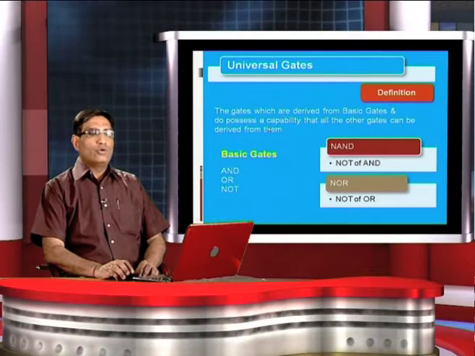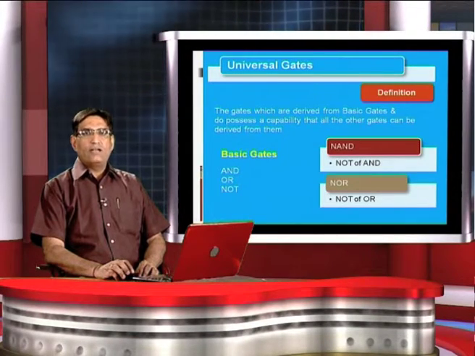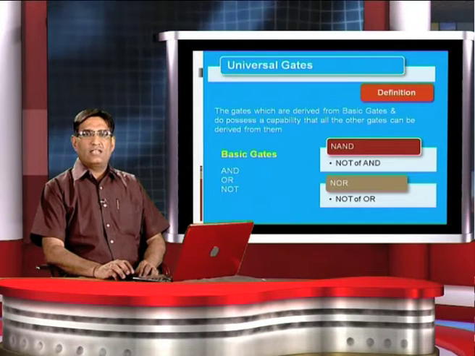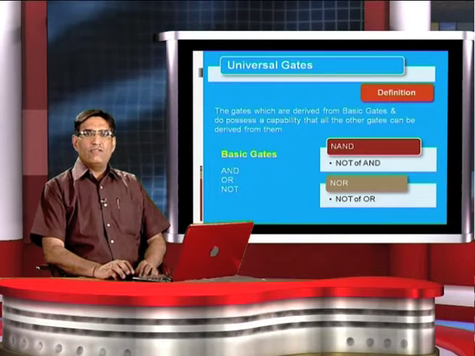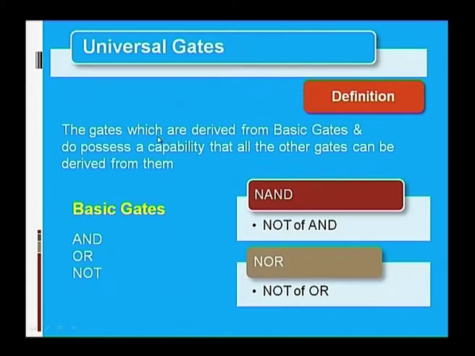Let us move to universal gates. Now let us define what universal gates are. The definition of universal gates is the gates which are derived from basic gates, that means they are derived from AND or AND NOT, and they possess the capability that all the other gates can be derived from them.